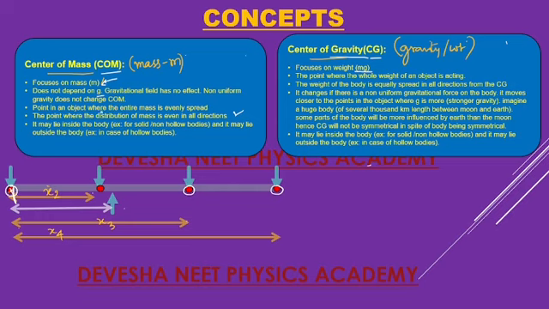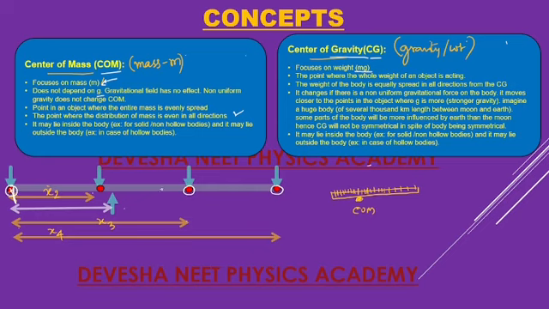The center of mass is a point in an object where the entire mass is evenly spread. So what do you mean by this? Imagine you have an object like this, and imagine this is the center of mass. It means that all the masses will be evenly spread around this point. Now it could be at the same point, or it could be at one of the edges, depending on the magnitude of the masses on this body.